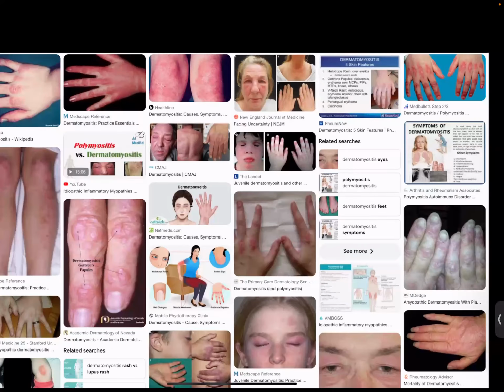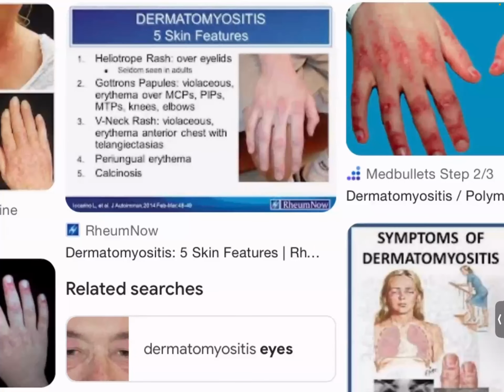I hope this is clear because: heliotrope rash over the eyelids, Gottron papules, violaceous, erythematous rash over the metacarpophalangeal joints and proximal interphalangeal joints. Sometimes you will find the V neck rash, violaceous, erythematous, anterior chest with telangiectasia, and sometimes periungual angular erythema and calcinosis. These are the 5 skin features of dermatomyositis. Very angular erythema around the nails.